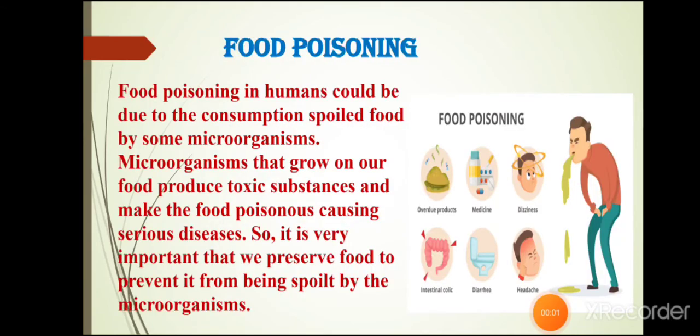Our next topic is food poisoning. If food is not preserved properly, what will happen? The microorganisms grow in it and make the food poisonous. When microorganisms grow on that food, they produce toxic substances, and these toxic substances make the food poisonous, which causes serious illness and sometimes even death. So it is very important that we preserve food to prevent it from being spoiled.